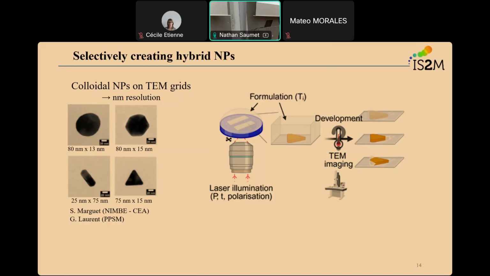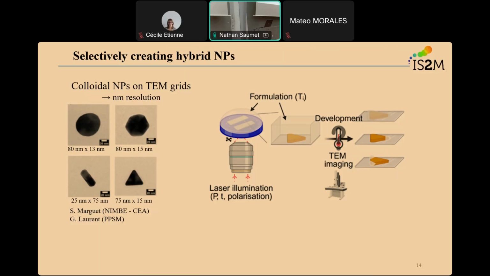We took nanoparticles and put them on a transmission electron microscope grid, the blue items here, in order to have nanometric resolution when we image them. Here you have transmission electron microscope images of the nanoparticles. With this, we can observe whether or not we have polymers around our nanoparticles. We put the nanoparticles on the grids, put a formulation on top, and shine light through laser illumination, so we can control the power, the time, and the polarization of the laser. It was a laser at 800 nanometers.